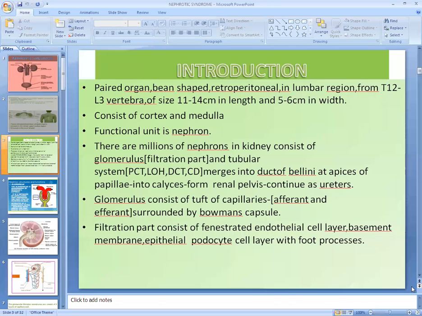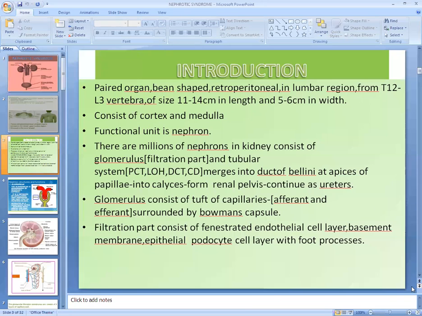Nephron consists of glomerulus, that is the filtration part, and tubular system. Tubular system means proximal convoluted tubule, then distal convoluted tubule, then loop of Henle, and collecting duct. These tubules merge into the duct of Bellini at the apices of papilla of the kidney, which open into calyceal system. This calyceal system forms renal pelvis, and this renal pelvis continues as ureters. So that is the histological part of your kidney.